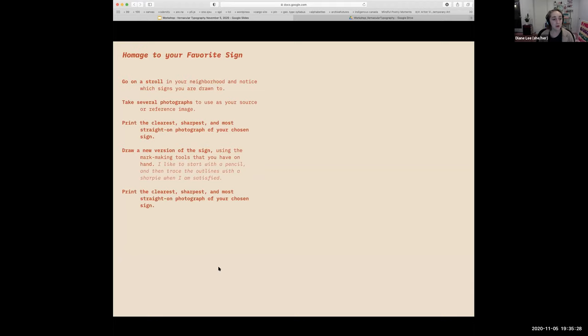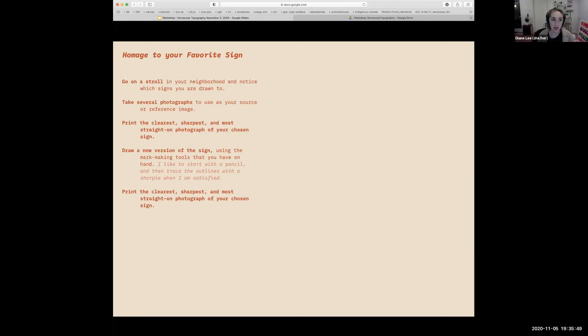All right. So I like to start with a pencil and then trace the outlines with a Sharpie. And then the last step of this, I'm sorry for the mistake on the slide here, would be then to scan or photograph your new version and then drop that into the postcard template.